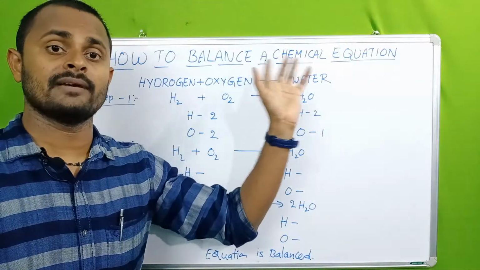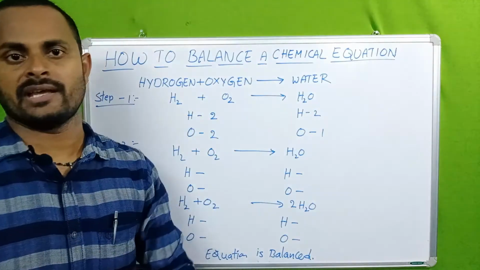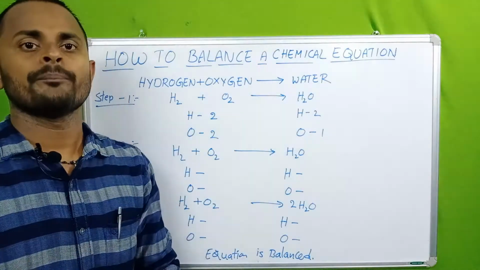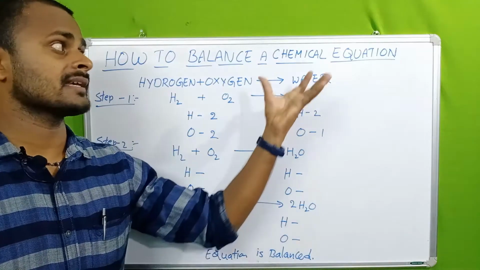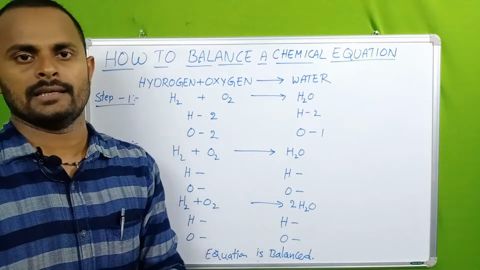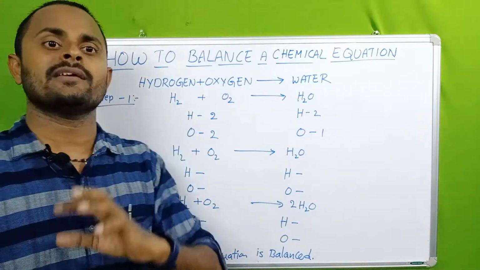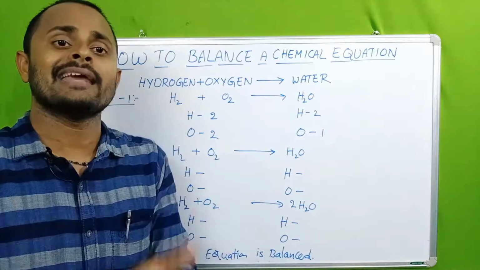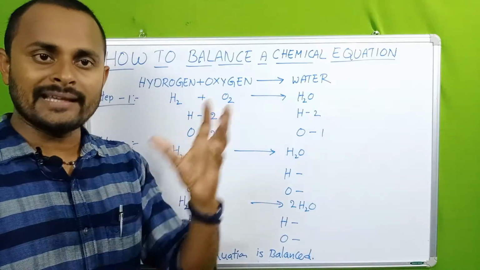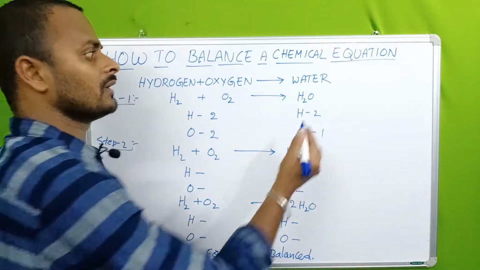It is very important in the chemistry aspect. So I want to explain how to balance a chemical equation easily. And before that, what is a chemical equation? A chemical equation is nothing but containing reactants and products. That is called a chemical equation.